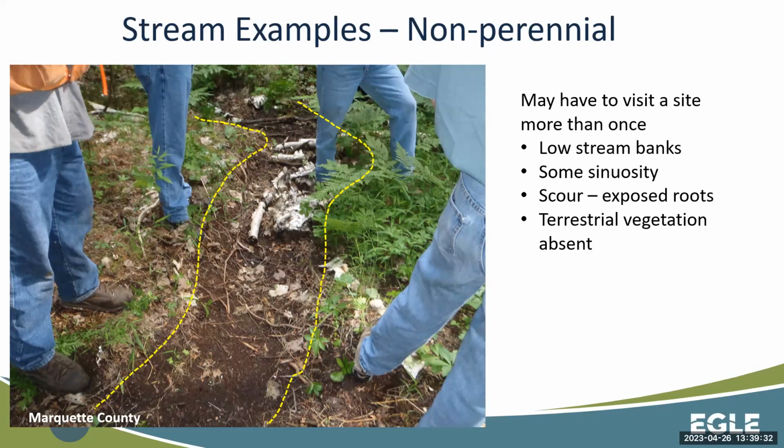But you can see in this example, people are standing on what are very small stream banks. You can see some sinuosity to the channel. You can see some scour, exposed roots along the margins. You can see movement of some of the organic debris and material. And you can see an absence of the terrestrial vegetation that's located and observed on the stream banks.